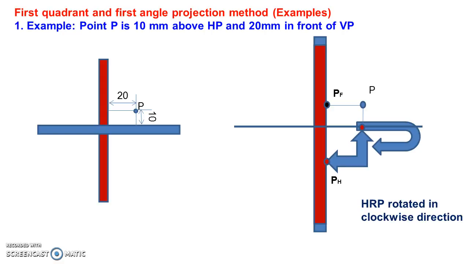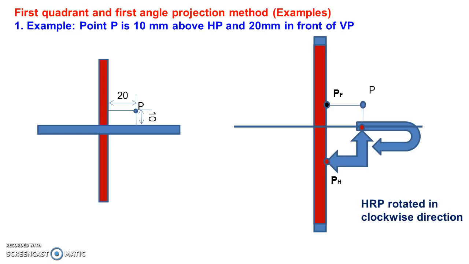Now here is one last objective which we are supposed to complete. Point P is 10 mm above HP and 20 mm in front of VP, and how to plot this? On the left side the vertical reference plane is shown in red color and the horizontal reference plane is shown in blue color. Point P is present in the right figure.